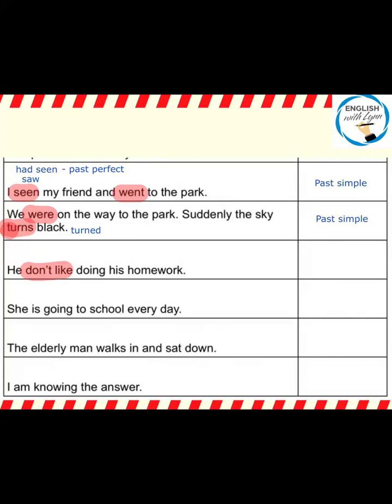Okay, but because it is third person, you need to say "he does not like doing his homework," or you could use the contraction, "he doesn't like doing his homework." Okay, and is it the past? Where is it? Present simple, because he does not like doing it.